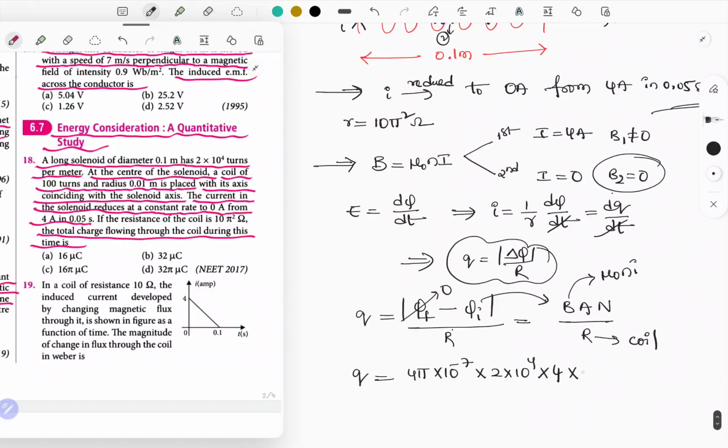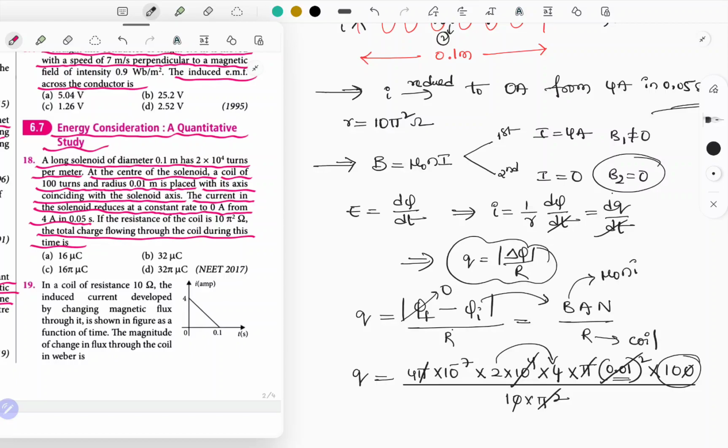So let me substitute that. It is pi r square, that is 0.01 square, into what is the number of turns of the coil? It is 100, divided by R. Capital R is not the radius, it is the resistance of the coil, which is 10 into pi square. So this pi square will get cancelled. Then it is 10 power minus 4, 10 power minus 2 whole square, 10 power minus 4, 10 power plus 4 will get cancelled. So here I have 100, 10 will get cancelled.